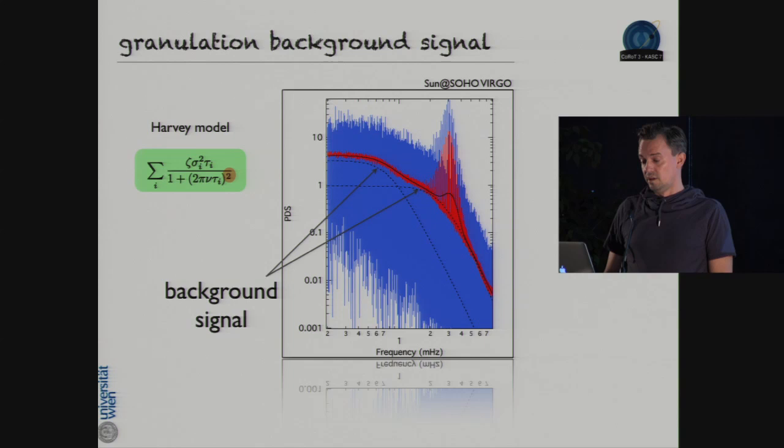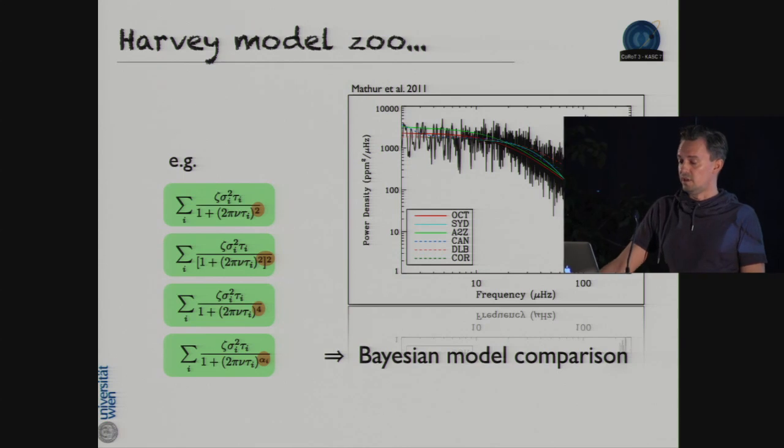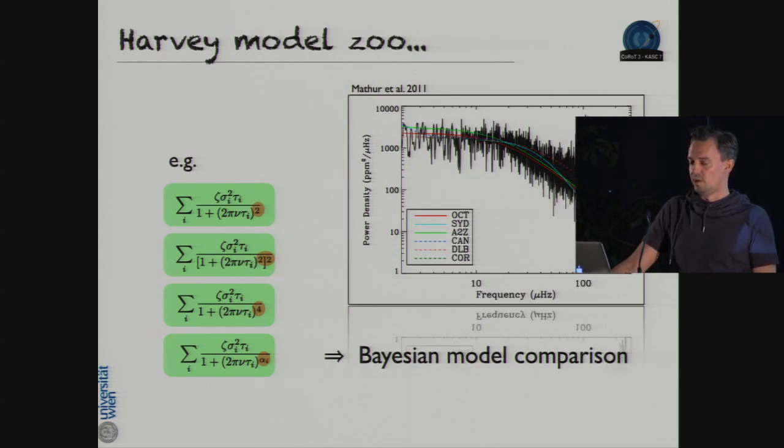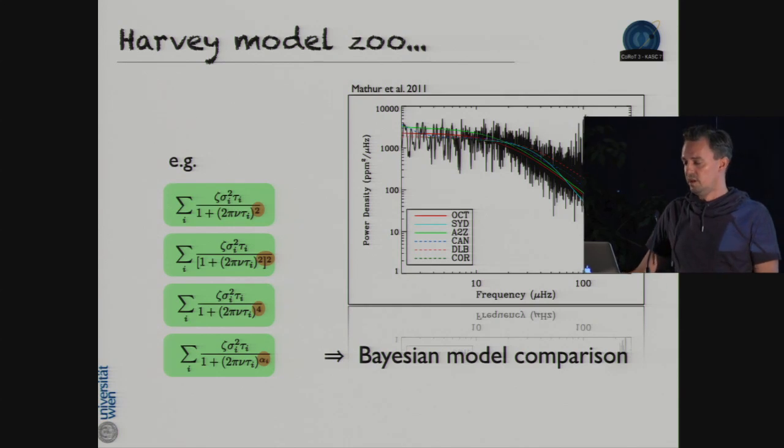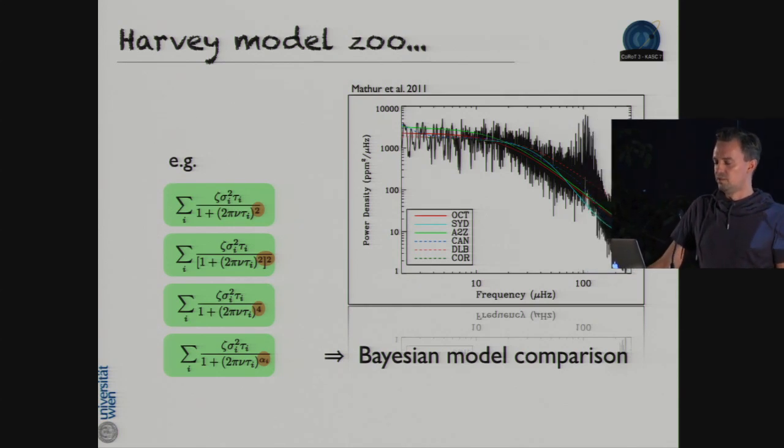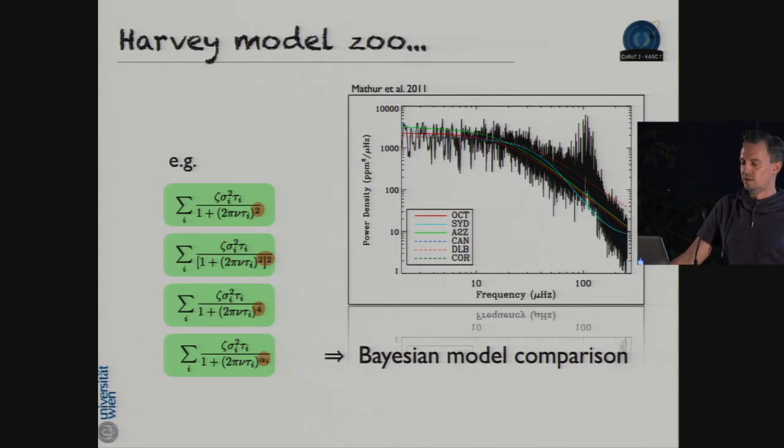to get a handle on the signal. But it soon turned out that this simple model might not be the best one, and people started to modify the model, and a couple of years later we were in the situation that we had an entire zoo of Harvey models. But which one is the actual best model? Which one should we use? And that immediately calls for a Bayesian analysis.